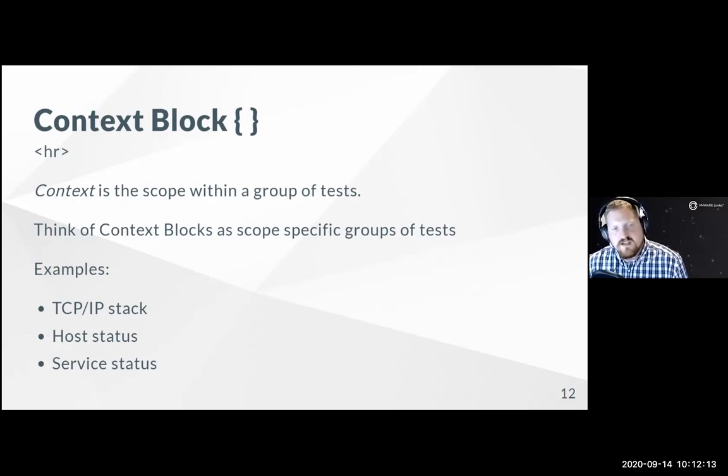Next is the Context block. So this is the context or scope of your testing that you're going to do. It's like a specific grouping of tests. So for example, you're testing networking, well, what part of networking are you testing? Are you testing the TCP/IP stack? Are you testing like the host status? Or are you testing service status?